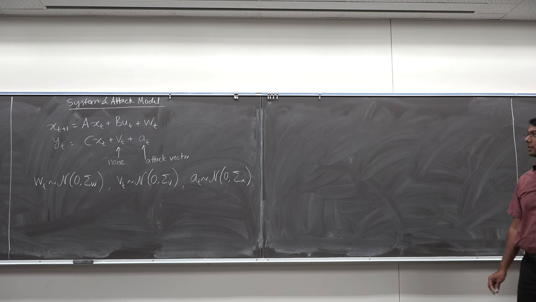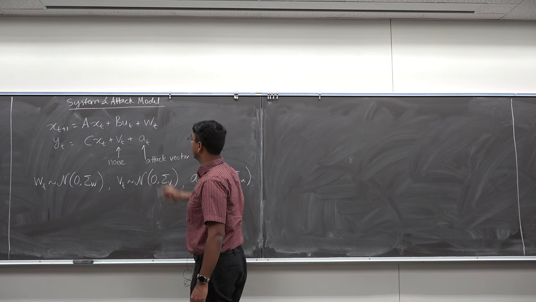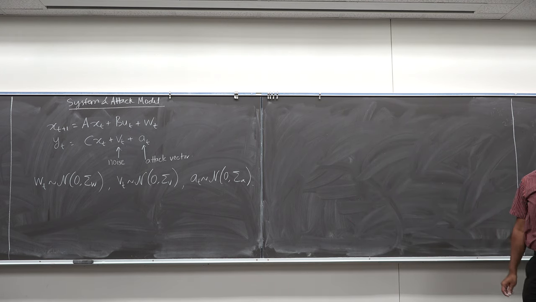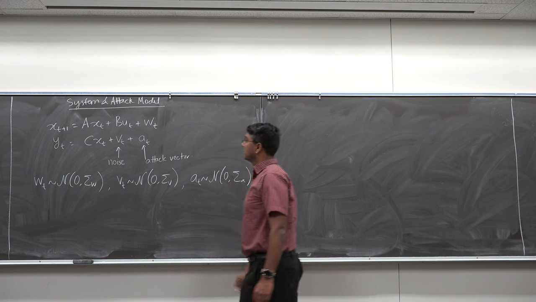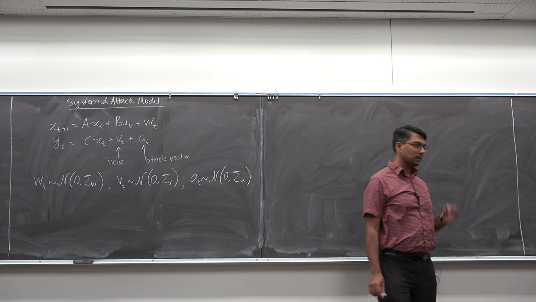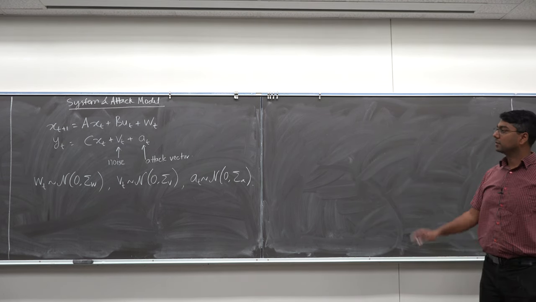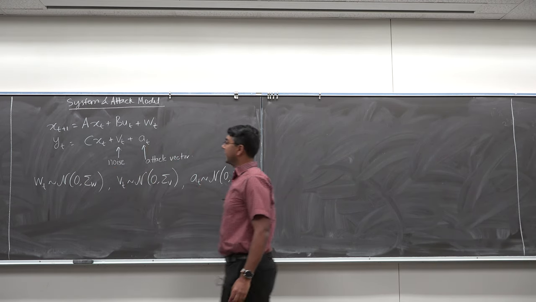So we have the typical linear systems model, the state space model, and we have the actuation noise, the observation noise, and now we are adding an attack vector to the observation. What that means is that the adversary is changing some of the readings that is going to get fed into the controller. So the attacker is spoofing the observation signal. In the case of this room, the attacker is trying to change the temperature reading. The temperature reading will be changed by the attacker's action.